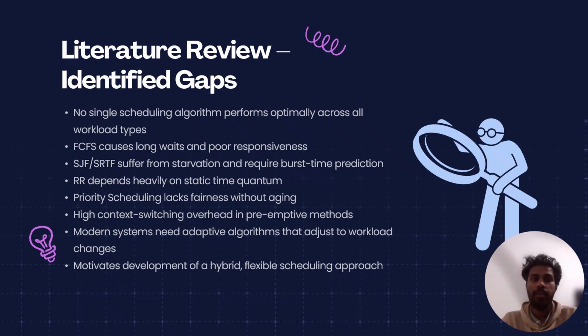Here is the literature review identifying gaps. First come first serve lacks responsiveness, SJF and SRT risk starvation and need accurate burst times, and round robin depends on a fixed quantum. Predictive scheduling becomes unfair without aging, and preemptive methods add overhead, making a hybrid adaptive approach necessary for modern mixed workloads.